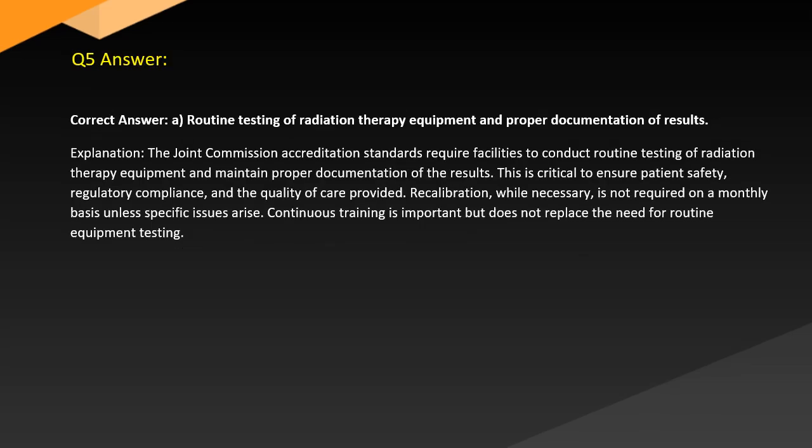Answer. Correct answer A. Routine testing of radiation therapy equipment and proper documentation of results. Explanation. The Joint Commission accreditation standards require facilities to conduct routine testing of radiation therapy equipment and maintain proper documentation of the results. This is critical to ensure patient safety, regulatory compliance, and the quality of care provided. Recalibration, while necessary, is not required on a monthly basis unless specific issues arise. Continuous training is important but does not replace the need for routine equipment testing.